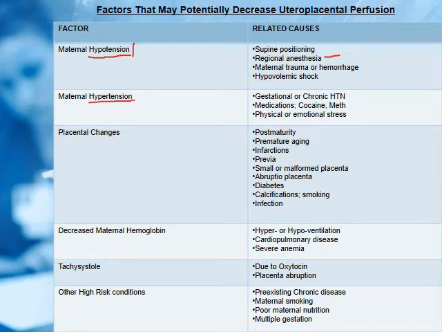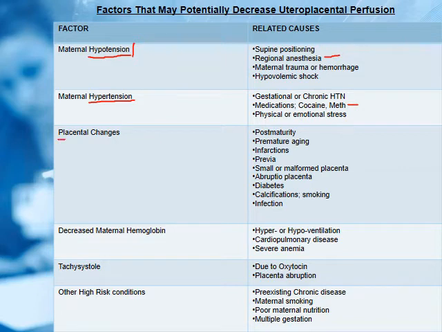Hypertension is the same reaction, or the same result, but a different mechanism. That's because the arteries are too tight, and that's with your hypertensives. Some of the medications, when I say medications, they're cocaine, meth, or stress. If you have too tightly constricted blood vessels, you interfere also with blood flow through that placenta.